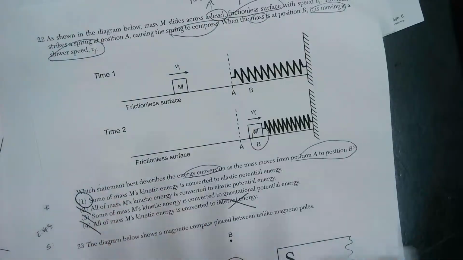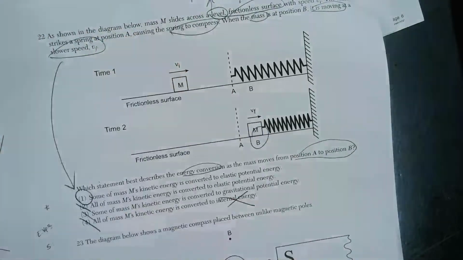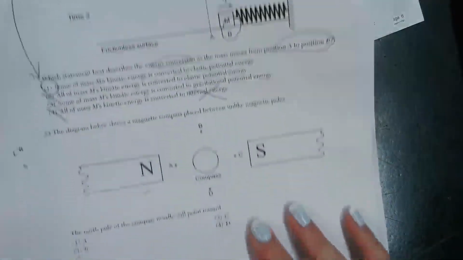Not all of the kinetic energy has been turned into elastic potential energy. There's still some left because it's moving with a slower speed now. Okay, so that's why you have to pay attention when you read these little blurbs, right?